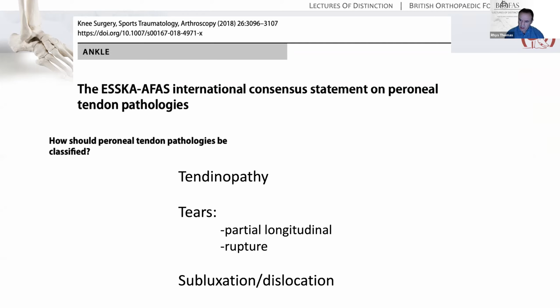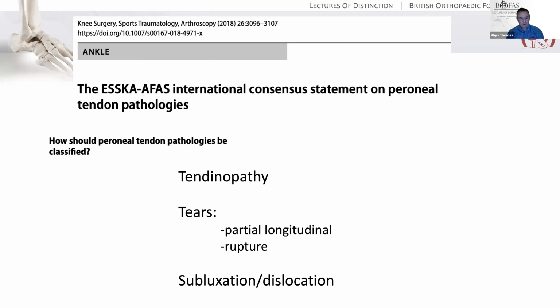So a little bit like the Tendinopathy Consensus, this was quite a useful document from ESSKA and the American Society, looking at peroneal tendon pathologies. It was based on a group of experts, all of whom had published on the subject, and all of whom did literature reviews and then put their heads together to come up with some thoughts based on the literature.